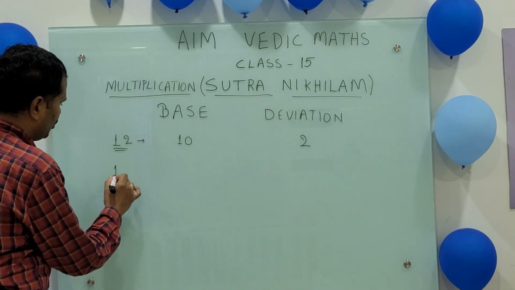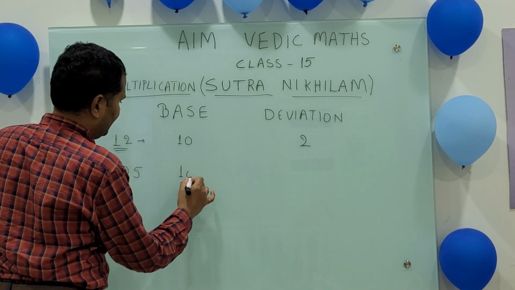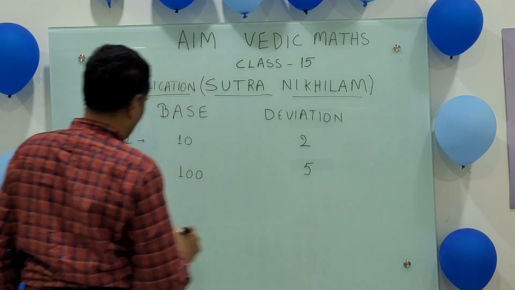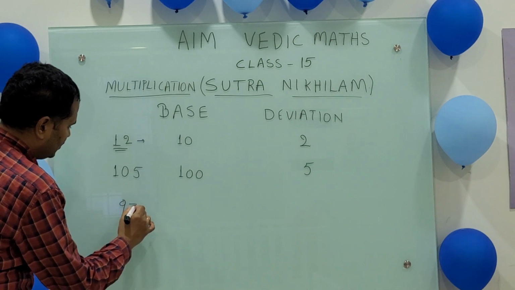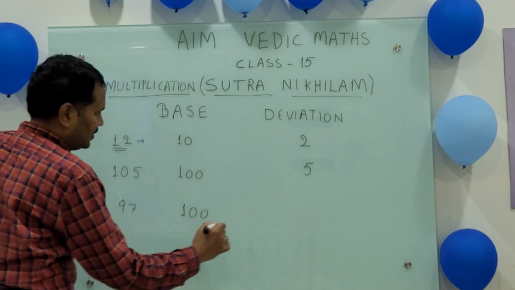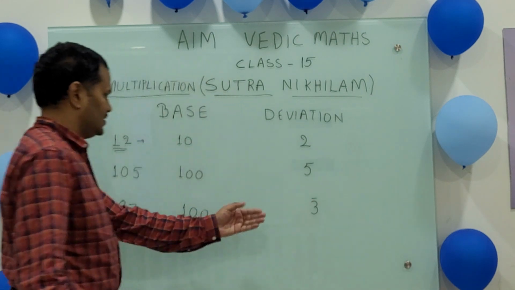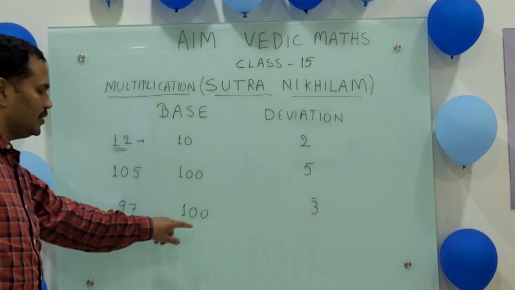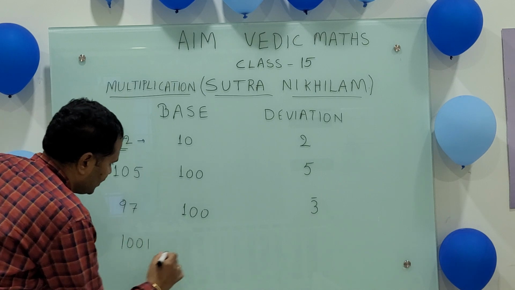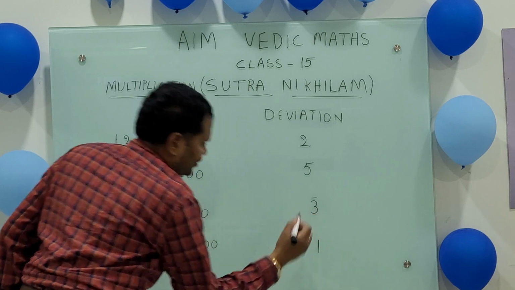Similarly, for example, there is a number called 105. The nearest base would be 100, and the deviation will be 5. So these are all positive numbers. For example, there is a number called 97. What is the nearest base? The base is 100, and the deviation is 3, but it is minus, meaning it is less by 3 than the base that we are selecting. Similarly, 1001 is there, so the base is 1000 and the deviation is 1.